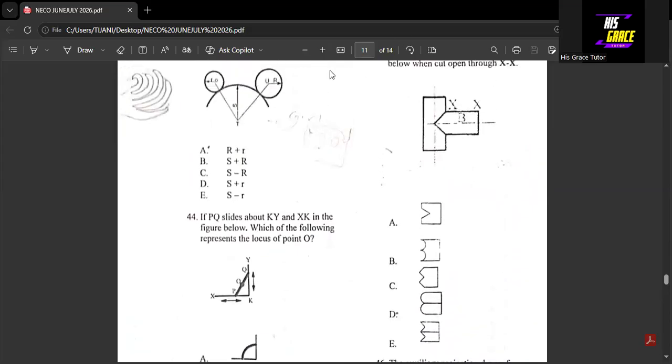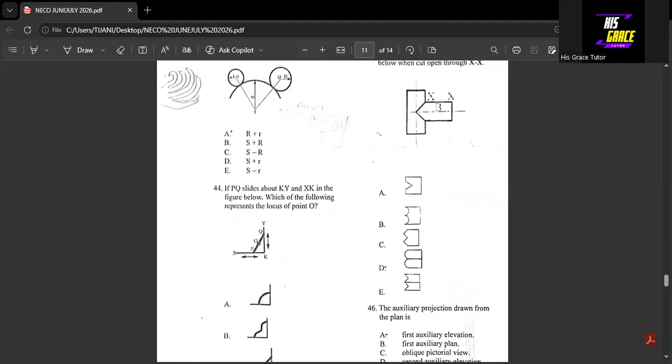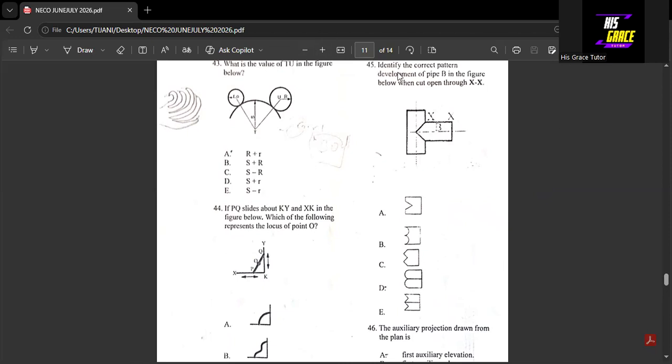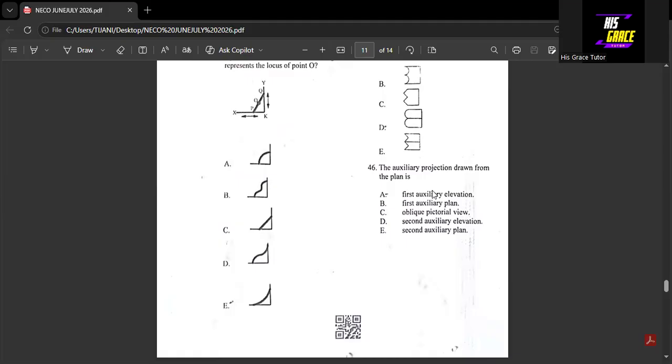Then question 45. So here we have: identify the correct pattern development of the pipe in the figure below when cut open through XX. So when cut open through XX, the answer is option B, is the answer to question 45. Then question 46 says that the auxiliary projection drawn from the plan is the first auxiliary elevation. So option A is the answer to question 46.